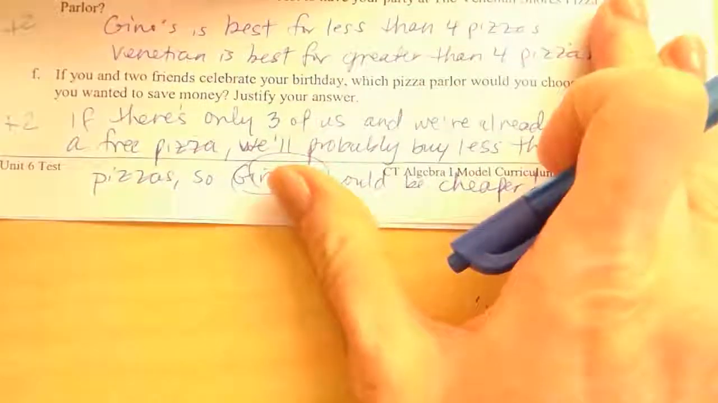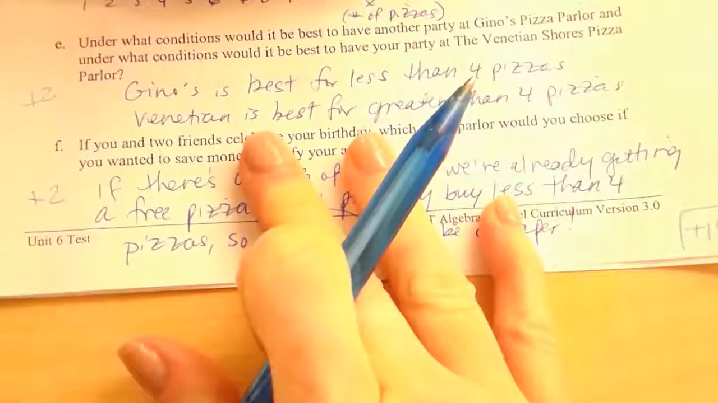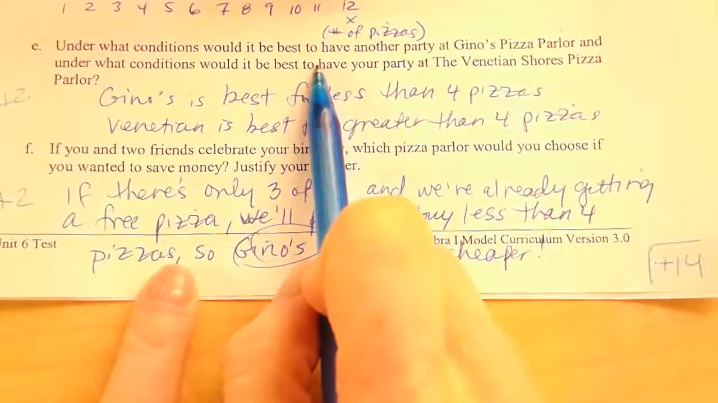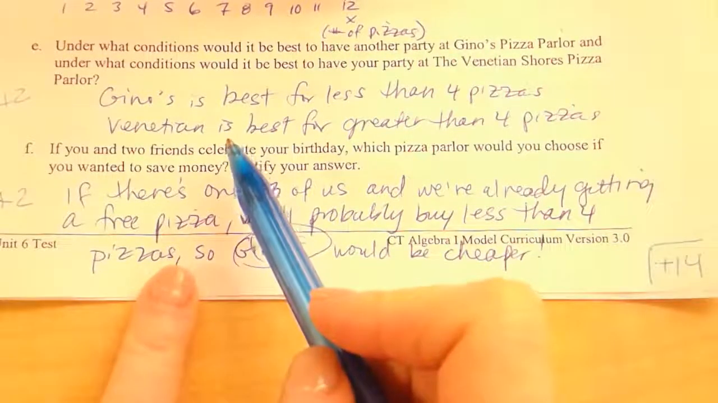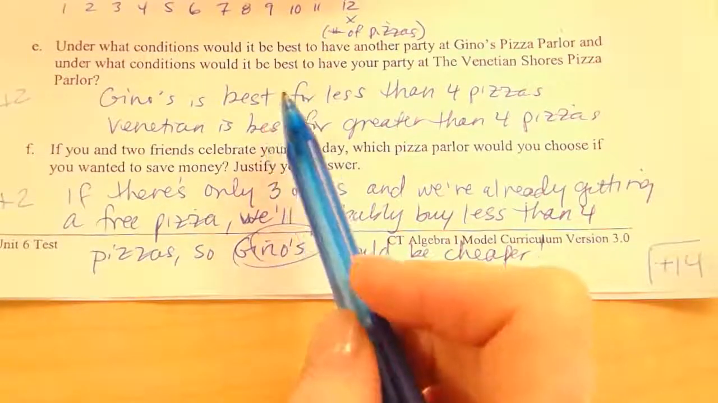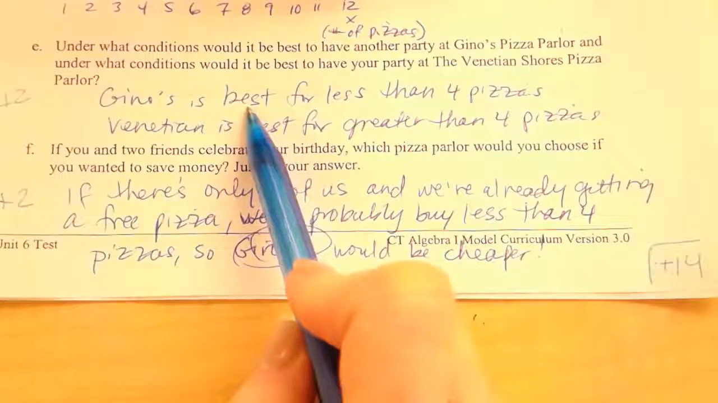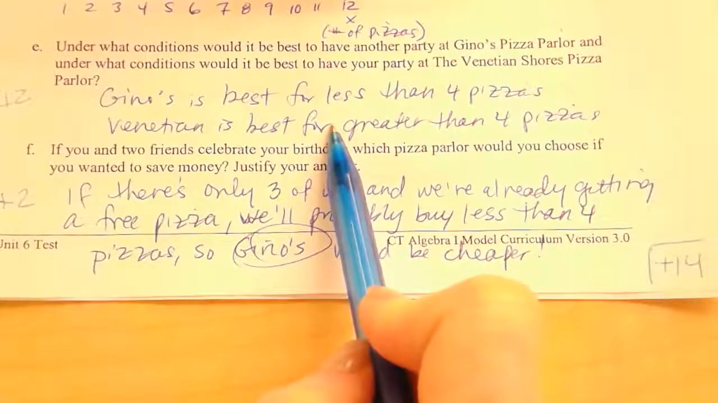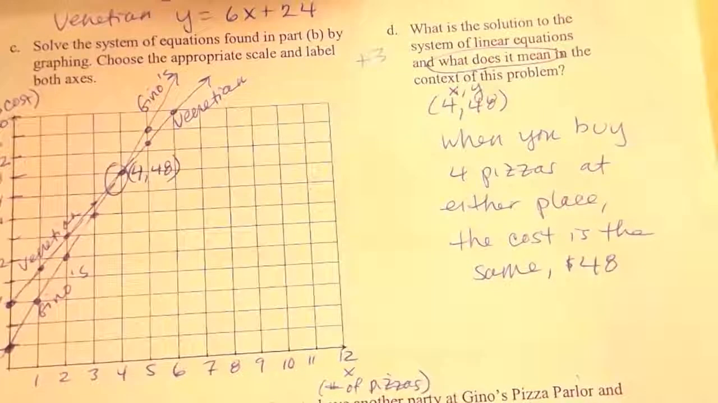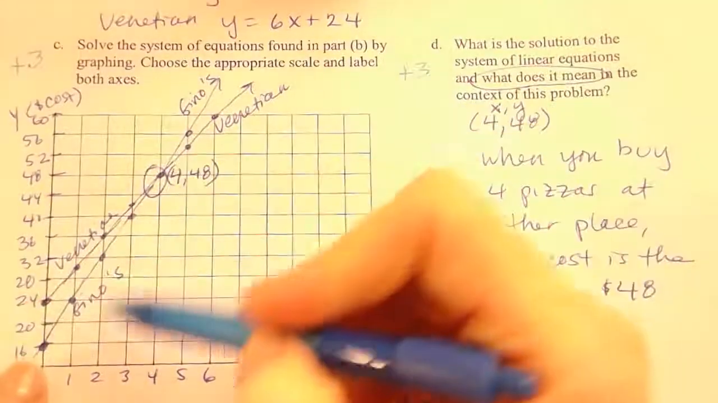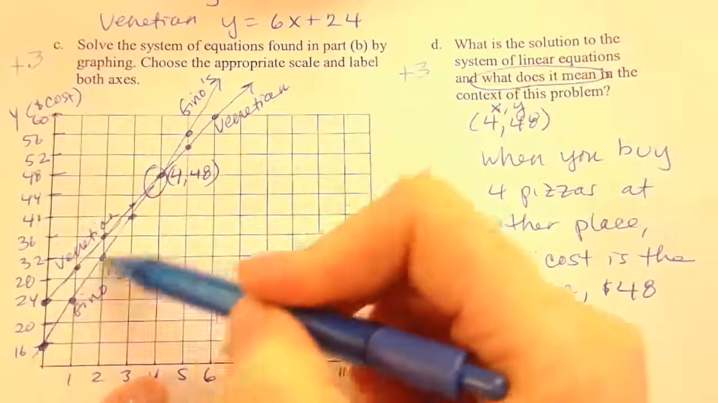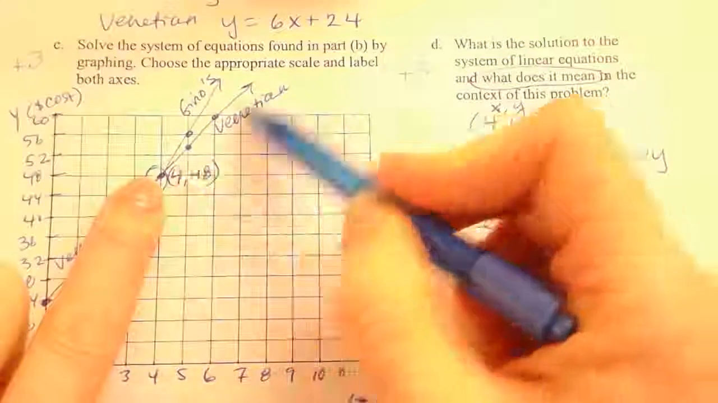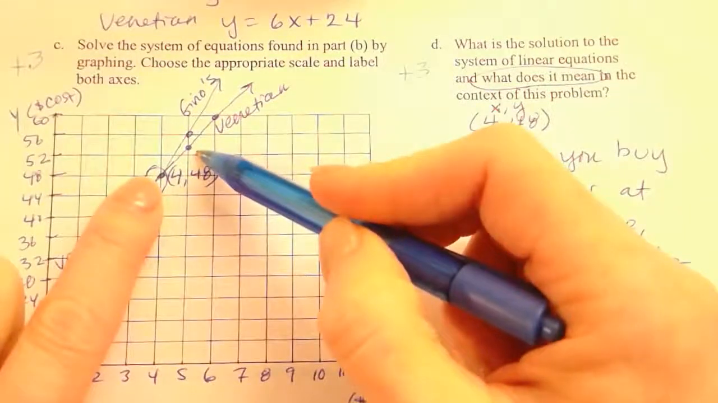Then at the bottom here, they had some questions for you looking to assess your in-depth understanding. So, under what conditions would it be best to have a party at Geno's versus Venetian? Well, 4 pizzas, it makes no difference. But as you can see from the graph above, Geno's is a lower cost when it's less than 4 pizzas, and Venetian is a lower cost when it is greater than 4 pizzas. So going back to our graph, less than 4 pizzas to the left of this mark, Geno's is clearly the lower line, the lower costs. Once we get beyond 4 pizzas, Venetian is the lower line, the lower cost, the lower Y values.